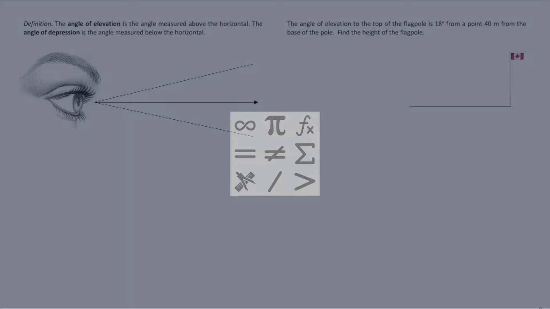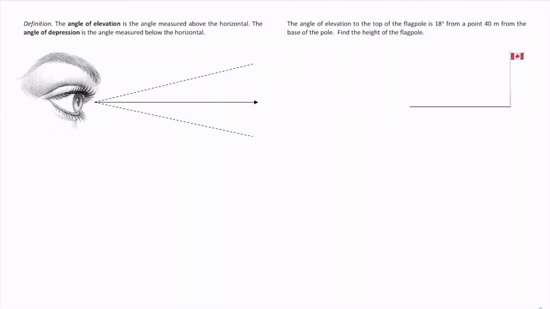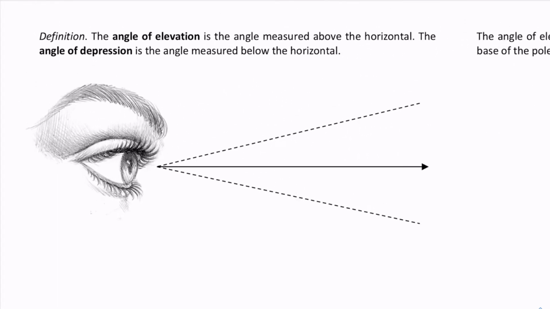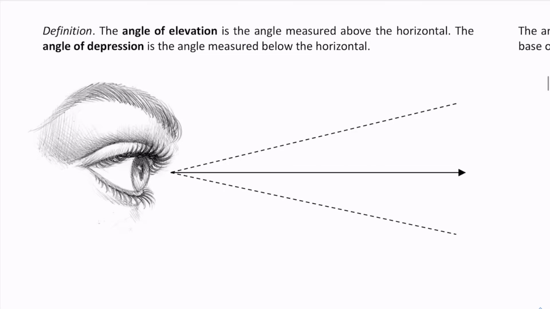What we're looking at here is the angle of elevation and the angle of depression in various word problems. So first of all, what are these ideas? In this visual here, if you consider the line of sight as kind of your horizontal, right?